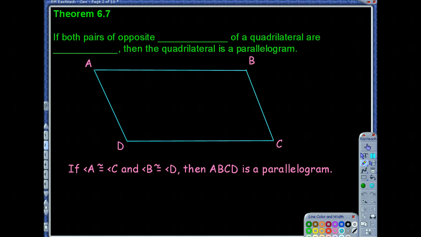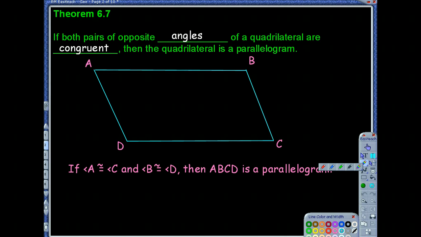This next theorem says if both pairs of opposite blank of a quadrilateral, and I'm going to give you this one. We've already talked about opposite sides, so what do you think we're talking about? Opposite angles. So opposite angles of a quadrilateral. And what did we learn about those opposite angles? They were congruent. If we know that those are congruent, then we know that this will be a parallelogram.